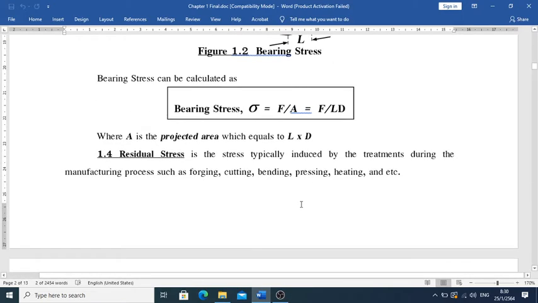Another one, which is applied a lot in the manufacturing process, is called residual stress. It is the stress typically induced by treatment during the manufacturing process, such as forging, cutting, bending, pressing, heating, etc. In modern technology, we apply this a lot in common manufacturing processes. A lot of car factories use this technique of residual stress, applying it to the workpiece.